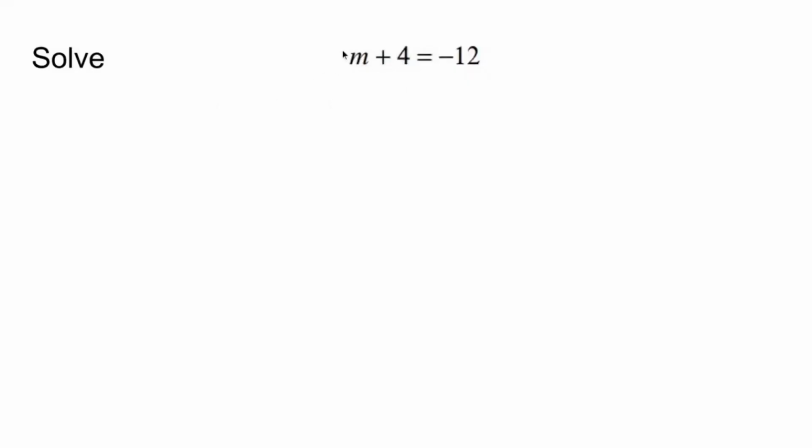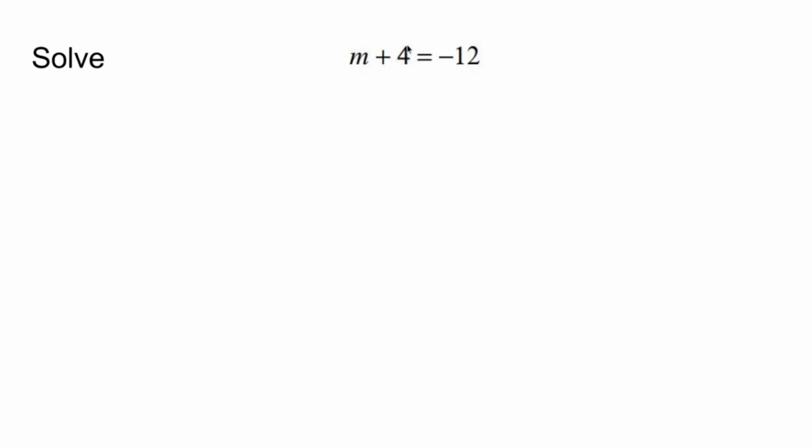Okay, so in Algebra 1, one of the most important things that you're going to learn is to solve an equation. And what that means is to get a variable all by itself on one side of the equal sign. As you can see, m, our variable, is not all by itself because you're adding 4 to m. So I need to get rid of plus 4.